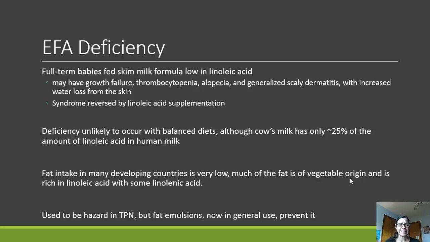But again, in the United States, these deficiencies are really unlikely to occur because even in infant formula, cow's milk still does have linoleic acid. So infants who are consuming cow's milk will be very unlikely to have an omega-6 deficiency. Now, fat intake in developing countries is low, and much of the fat is from vegetable oils, which we know are high in omega-6s.